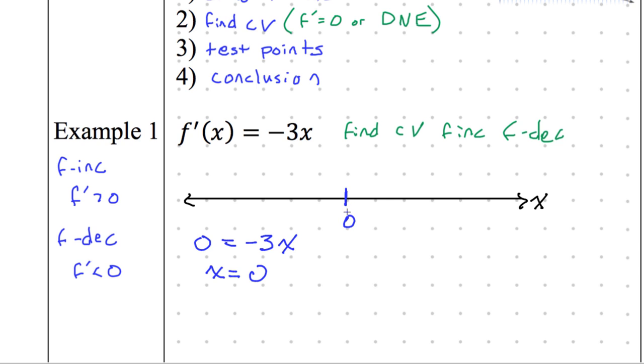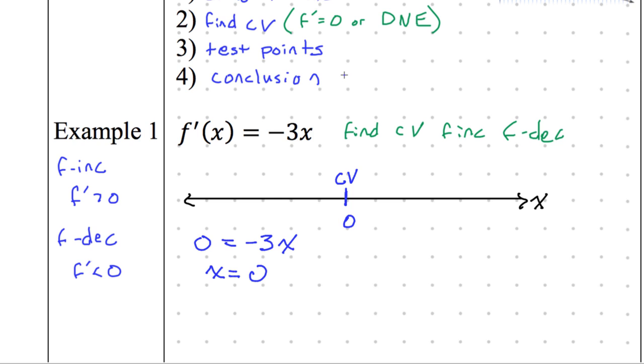Was that f increasing? Was that a max? Was that a min? Was that a CV? What the heck was that thing? It was a critical value. Call it a CV. Label it on the top. All right. We found the critical value. Done. We need to find where f is increasing, where f is decreasing. How are we going to do that?